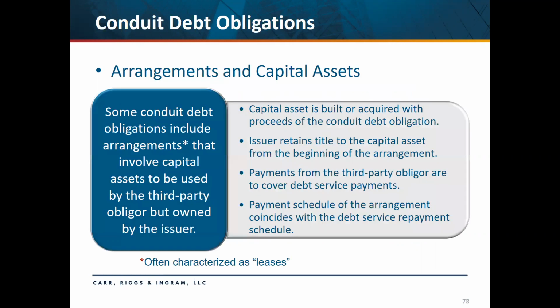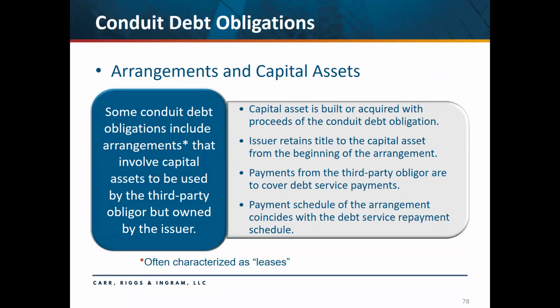Okay. There's also some other items that are in there. There's the arrangements and capital assets. So a lot of these conduit debt obligations are going to include arrangements that involve capital assets to be used by the third party, by the issuer. Now, a lot of those arrangements would be characterized as leases. Okay, so you may actually be leasing as well. So you're going to have to consider those lease requirements.